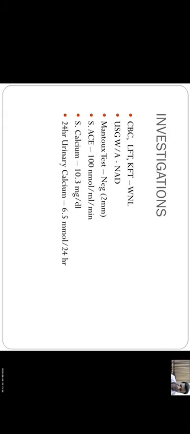So again, investigations were sent. CBC, LFT, KFT were normal. Mantoux was negative. Serum ACE was elevated. Serum calcium was also slightly on the higher side.